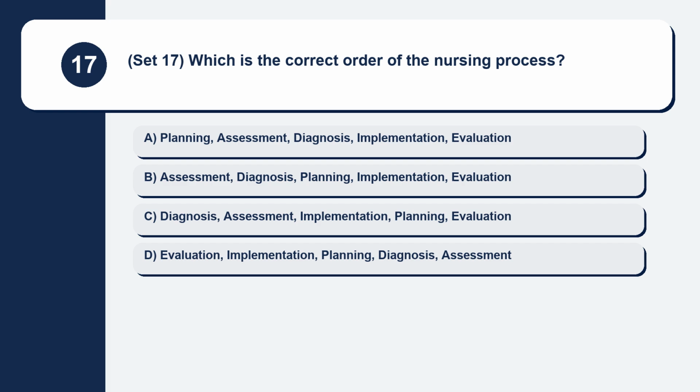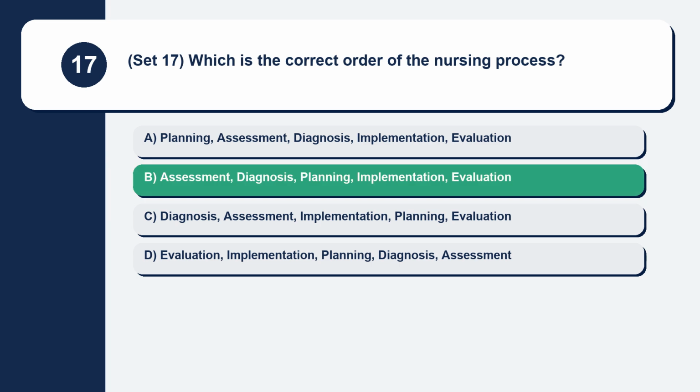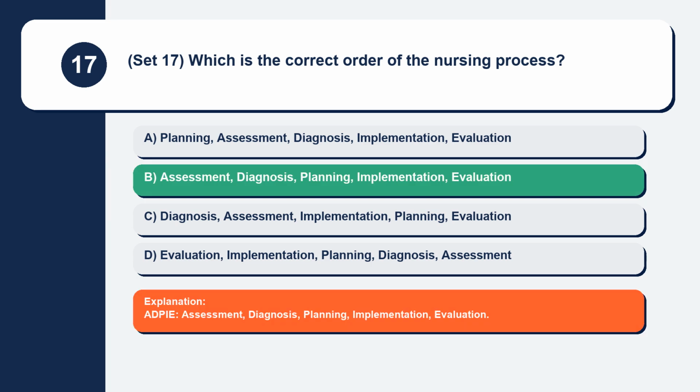Question 17. Set 17. Which is the correct order of the nursing process? Planning, assessment, diagnosis, implementation, evaluation. Assessment, diagnosis, planning, implementation, evaluation. Diagnosis, assessment, implementation, planning, evaluation. Evaluation, implementation, planning, diagnosis, assessment. ADPIE: assessment, diagnosis, planning, implementation, evaluation.